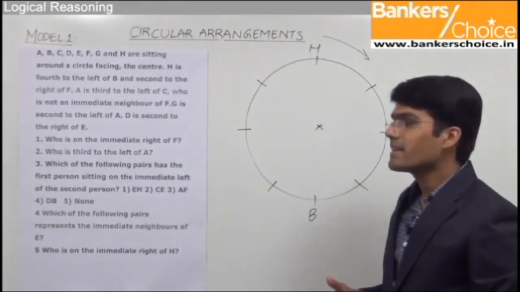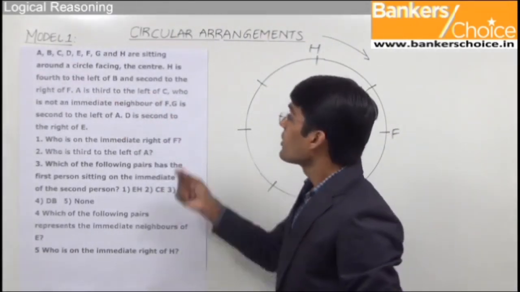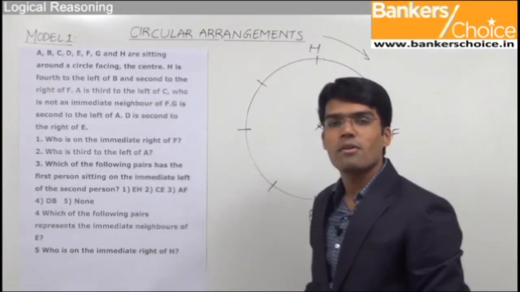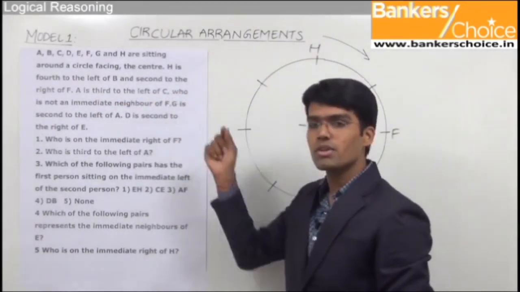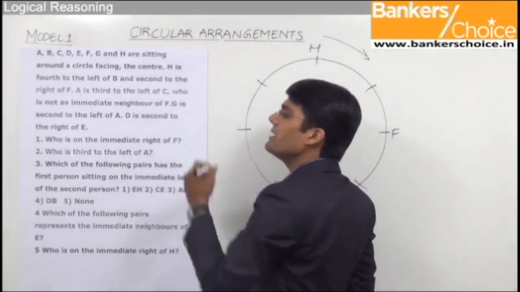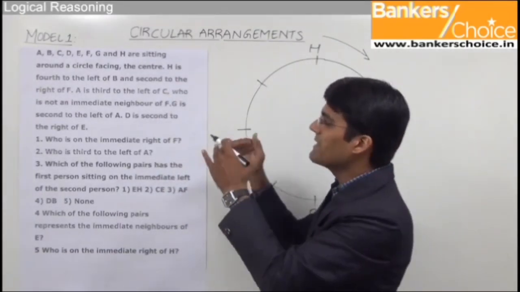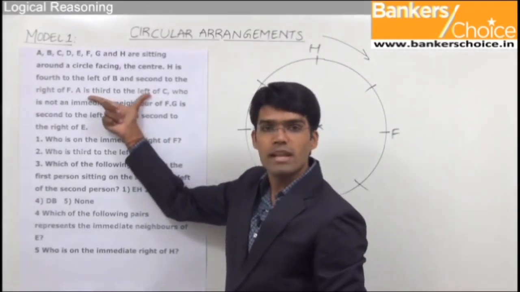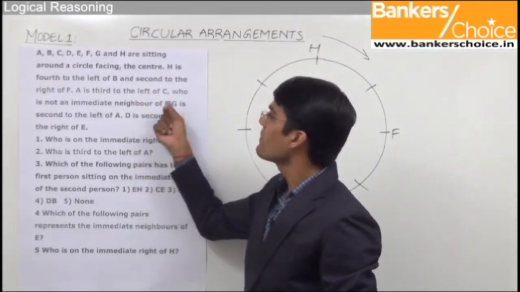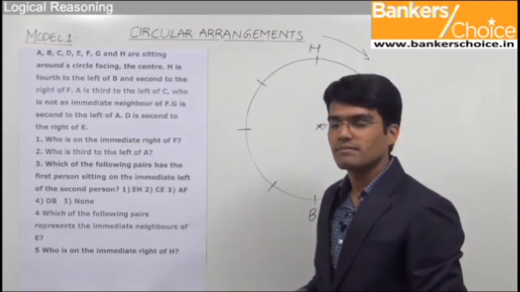Let us now take the next statement, that is: A is 3rd to the left of C, who is not an immediate neighbor of F. We have already discussed that whenever the word who is used, we always refer to the immediate preceding person, that is C. So we can break the given sentence into 2 parts. The first part is A is 3rd to the left of C, and the second part is C is not an immediate neighbor of F.